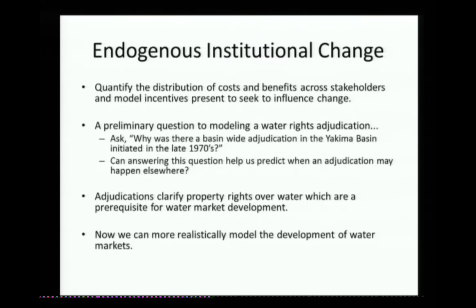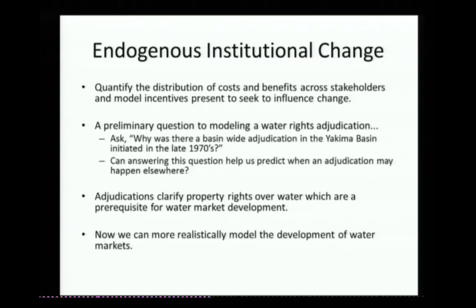Okay, so to actually model this, we want to be able to quantify the distribution of costs and benefits across stakeholders and model incentives present to seek to influence change. So what do I mean by that? We don't want to just consider these things as happening randomly.